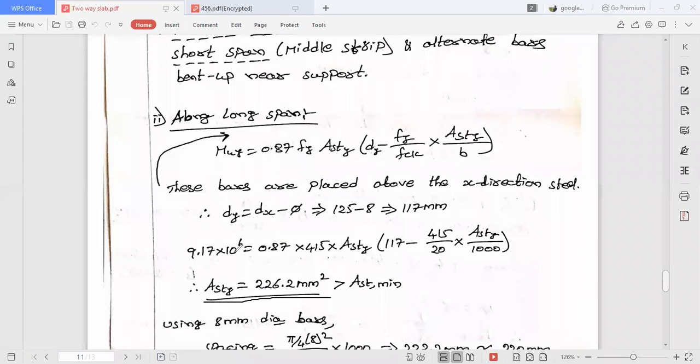Now this also we have to check with the minimum, but minimum already we did above, what came? 180. Yes, it is also greater than AST minimum, hence you can finalize this as ASTY.